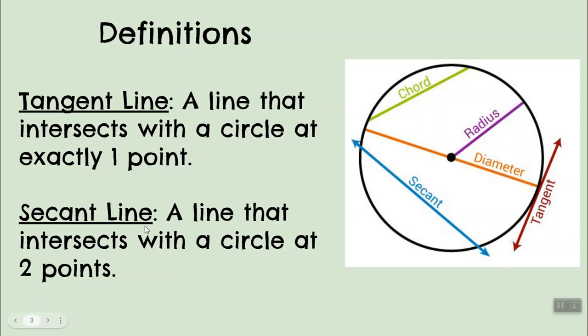A secant line intersects with a circle at 2 points. So the secant line is hitting there, and they're also continuing on in both directions. So you can see that the secant line actually contains a chord. From there to there, we would call that part a chord. That's just a segment where the secant line continues off in both directions.